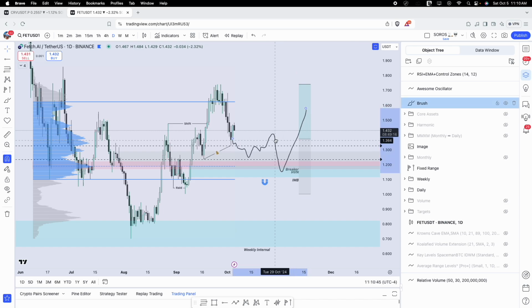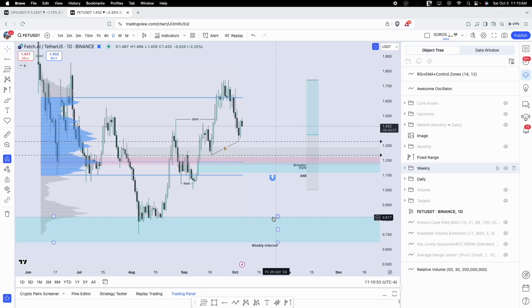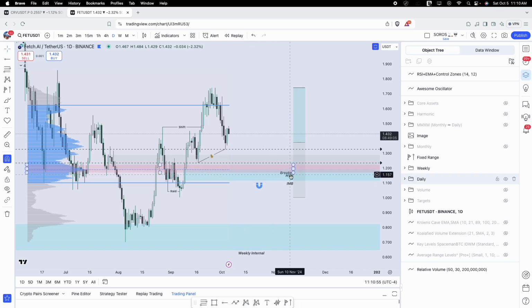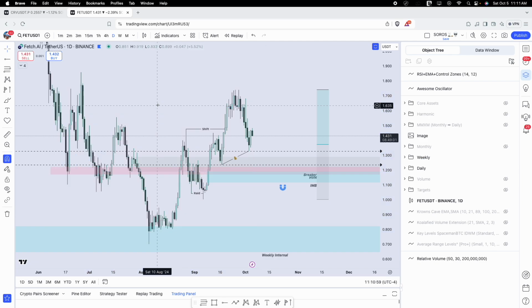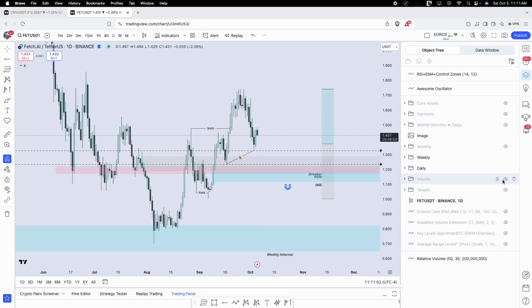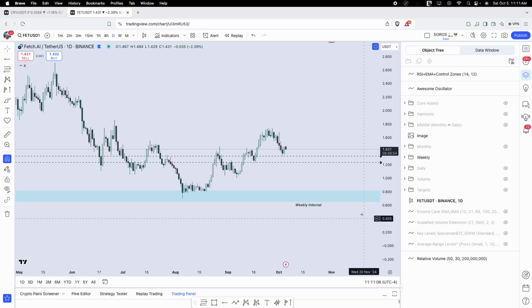What I'm thinking is only a wick into that daily imbalance. So I want to see that get absorbed very fast and then a push out of the range very quickly. So this is going to be the deep discount zone that I want to target for the long. And then what I'm actually trading is not so much this range, but the larger structure.